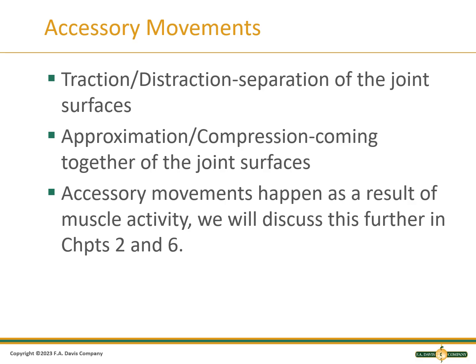Accessory movements are motions that occur at the level of the joint and are needed for normal motion, but are not voluntarily produced either. We'll talk about them more in the chapters on the muscular system and biomechanics, but we want to touch on them here. So some terms to be familiar with: traction or distraction is the act of separating the ends of the joint or pulling them apart. We apply traction before we apply joint mobilizations. In contrast to traction, we have approximation or compression, which is pushing the two joint surfaces closer together.